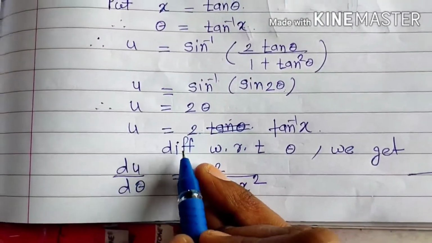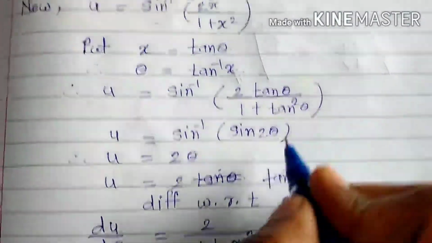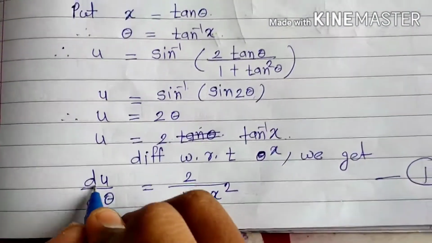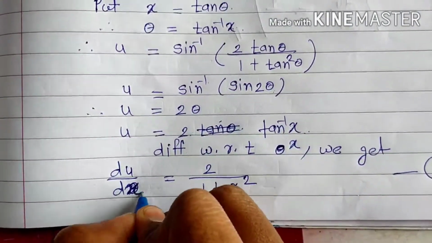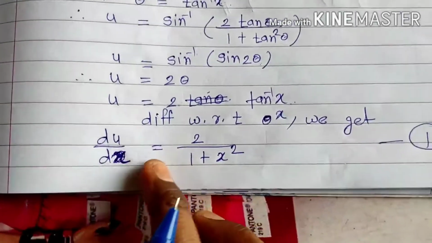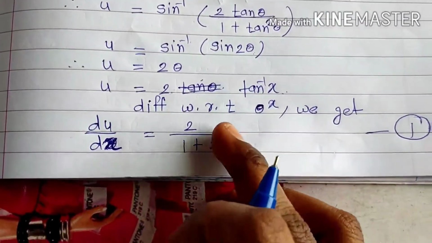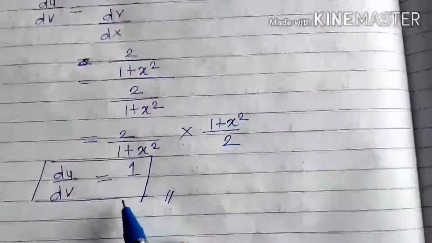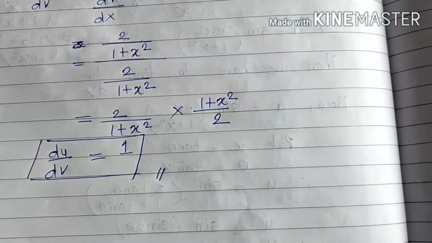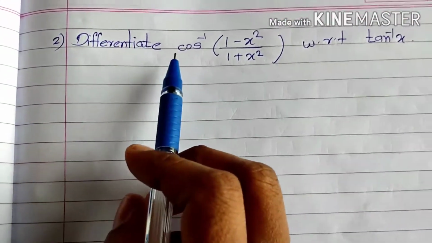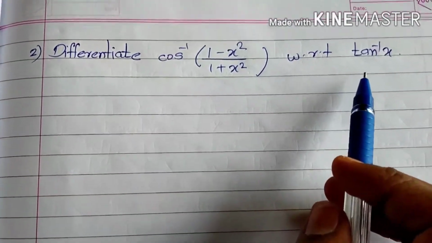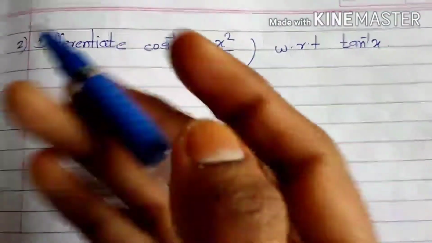Here is some mistake. Differentiate with respect to x because this is tan inverse x, and du upon dx. So correct it. It is du upon dx is equal to 2 upon 1 plus x square. Then it is equation first, and after putting these values you get your answer du upon dv is equal to 1. Next example is differentiate cos inverse of (1 minus x square upon 1 plus x square) with respect to tan inverse x.